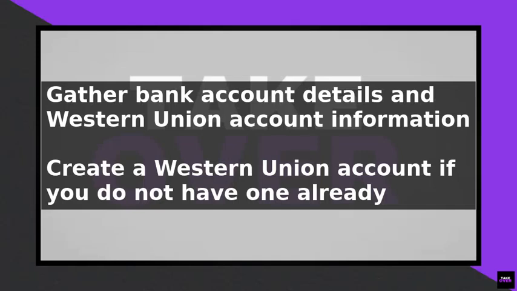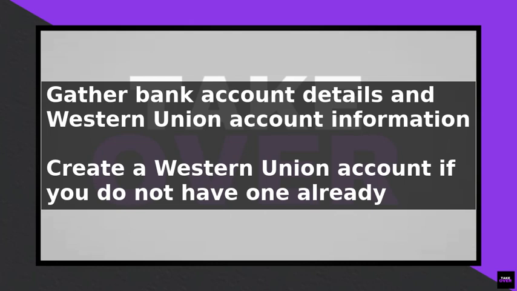To set up a Western Union direct deposit, start by gathering the necessary information and documents. You will need your bank account details, including the account number and routing number, as well as your Western Union account information. If you do not have a Western Union account, you will need to create one by visiting their website or mobile app.